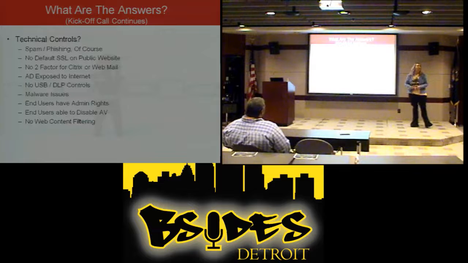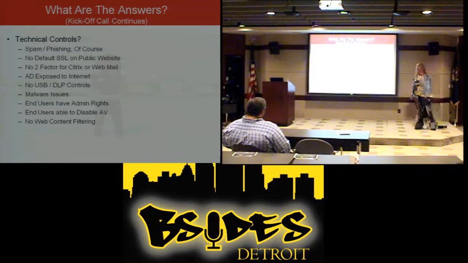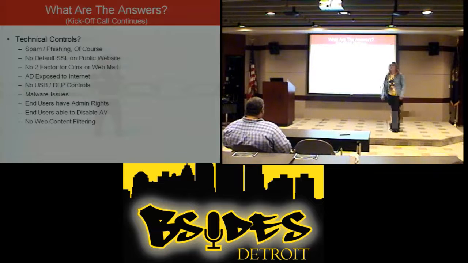So the next answers we got in regards to technical controls is spam, phishing. Of course, we have that degree of protection. We've had some tools in place for quite a while. No, we don't use SSL by default on our public website. No, we don't really have two-factor for our OWA or Citrix environment, but we're probably going to do that sometime. Active Directory is exposed to the internet via the Citrix servers. There's no USB or DLP controls.